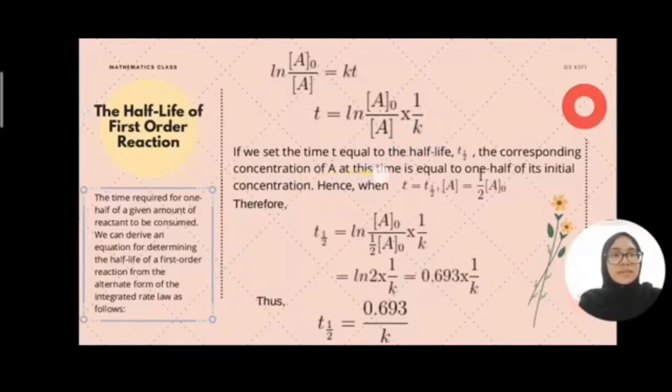So if we set the time t equal to the half-life, the corresponding concentration of A at this time is equal to 1/2 of its initial concentration. Hence, when t equals t half, the concentration A equals half A0. So we insert into this equation t half equals ln A0 over half A0 times 1 over k. So this ln A0 over half A0, we will get ln 2 times 1 over k. So the final answer for half-life is 0.693 over k.